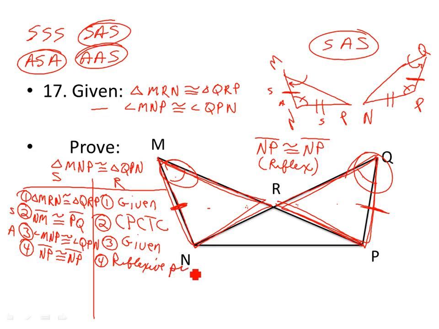Reflexive property. What do I put out here beside the 4? Is that enough to say the two triangles are congruent? Do we have 3 parts? Yeah. So where do I go to next? Proof statement, the two triangles. Remember, let's do this on this one.